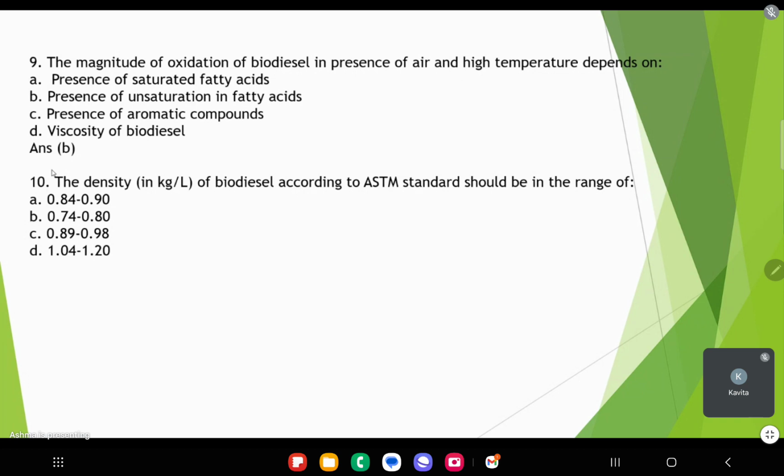So I got one answer as C. Let's see which is the correct option. So A is the correct option, that density of biodiesel as per ASTM standard should be in the range of 0.84 to 0.9.